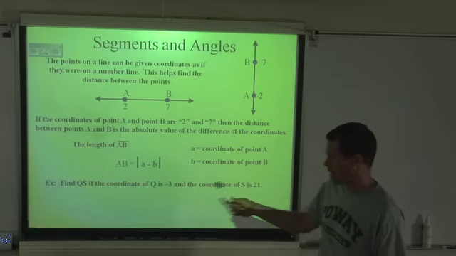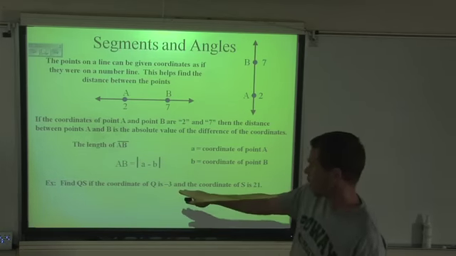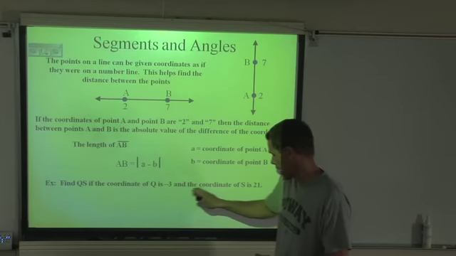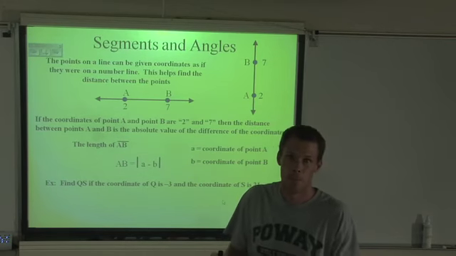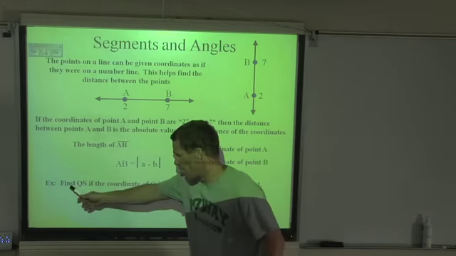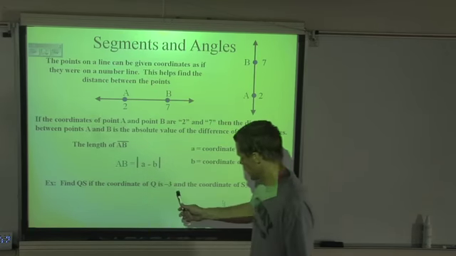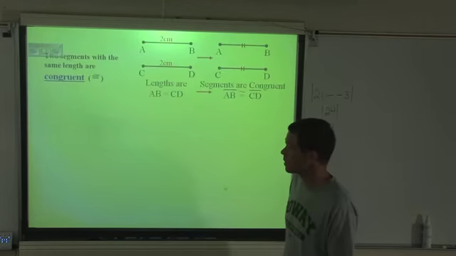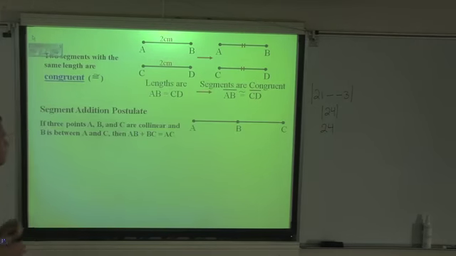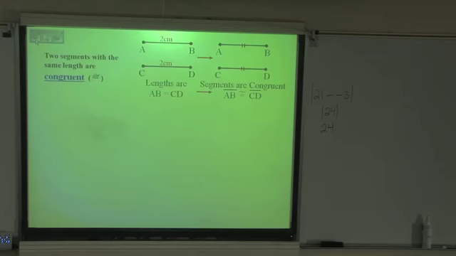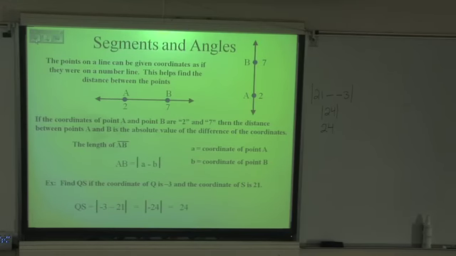An example would be if QS, find QS if the coordinate of Q is -3 and the coordinate of S is 21. Notice QS has no line symbol or segment symbol. Without those, this is read, find the distance of QS. So from -3 to 21, what is the difference? Now, we go to -3 minus 21 would be -24. The distance of that is 24 spaces. Had we done it the other way around, 21 minus -3, we would have ended up with the absolute value of 24, which is also 24.